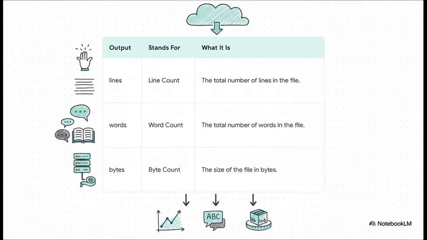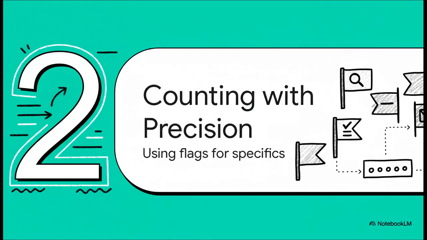That first number, that's your line count. Super useful. The second one, well, that's the one we all know and love, the word count. And that third one, that's the byte count, which is basically just the file size. So think about it. One single command, and you get a complete profile of your file. Pretty neat, right? But what if you don't want all three numbers?